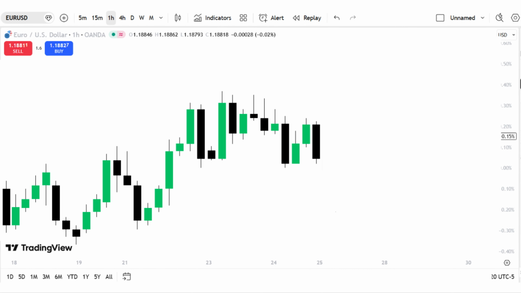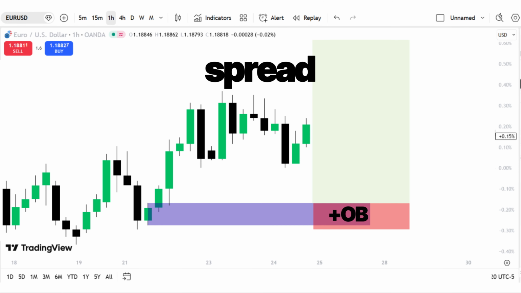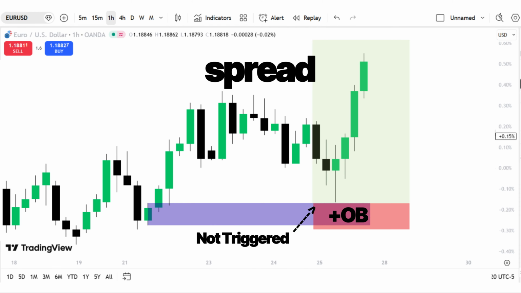Another critical factor when trading order blocks is managing spread. Many times, price reacts within just 1 pip of an order block. So using a pair with a wide spread can cause you to miss profitable trades or prematurely trigger your stop loss before price actually reaches the zone.